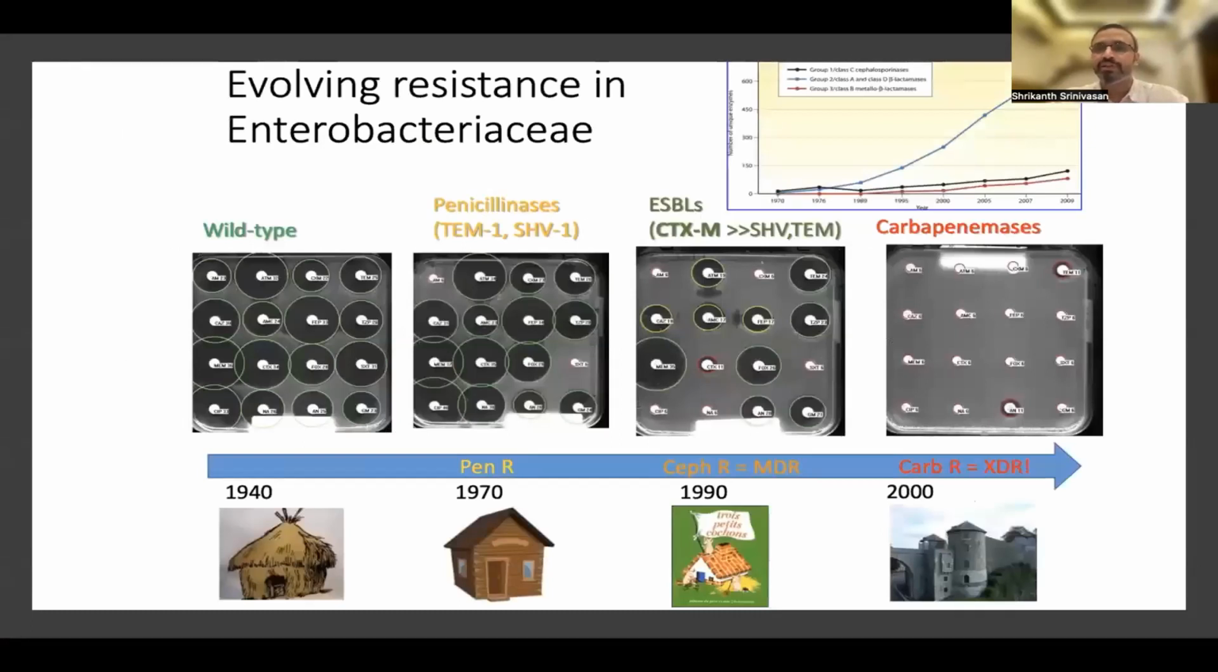If you were to take Enterobacteriaceae as a prime example, since the 1940s, when penicillin was initially discovered, it was totally sensitive. By the 1970s, the bacteria became smarter. They started developing penicillinases, and the resistance to penicillin started to come up. By the 1990s, we had extended spectrum beta-lactamase producing organisms, ESBL organisms. And by the year 2000, we have carbapenem resistant bacteria, we have XDR, extended drug resistant bacteria, and PDR, pan drug resistant bacteria.